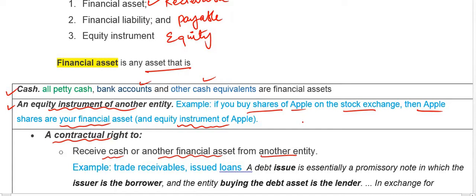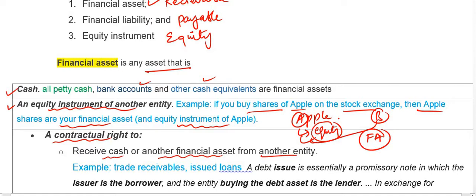An example we studied at the time of the financial instrument definition: let's say this is party A and this is party B, and this party issues some equity shares. Okay, let's say this is Apple company and you have invested in this company. So for you, this is a financial asset, but for this company, this is an equity instrument because this is the equity of the company. If you have invested in shares of a company, that will be a financial asset for you, but for that company, that is the equity share. So it means equity instrument of another entity. Clear? Now let's move on.